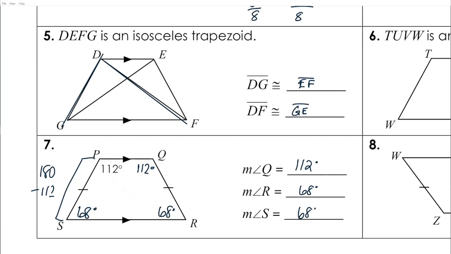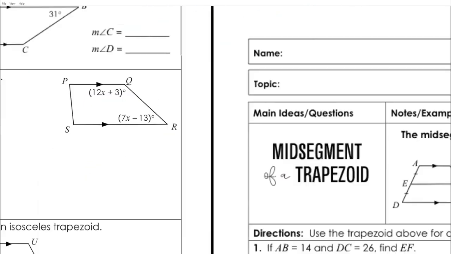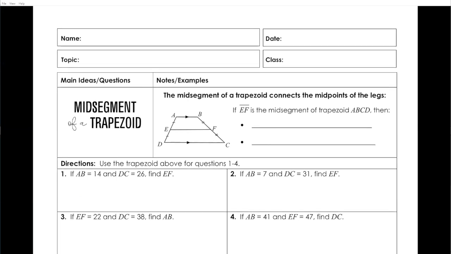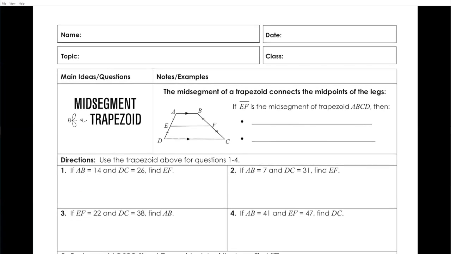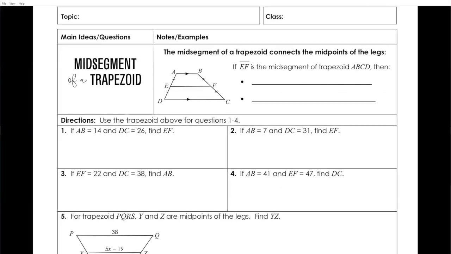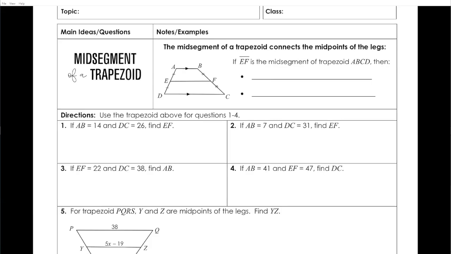The next thing we're going to talk about in a trapezoid is the mid-segment of a trapezoid. You guys have seen this word before, mid-segment. The mid-segment of a trapezoid connects the midpoint of two legs. So if it's going to be the mid-segment, sorry, we time traveled there a little bit, all three of these lines need to be parallel.